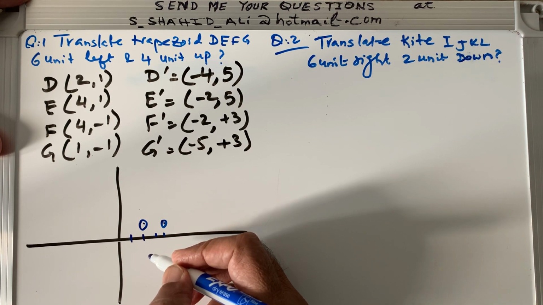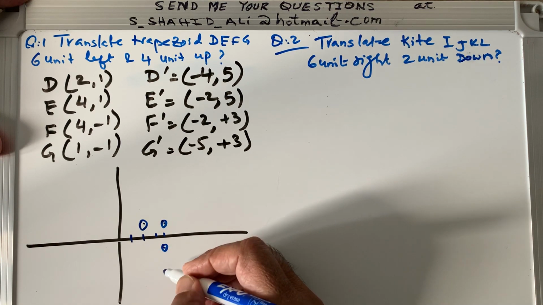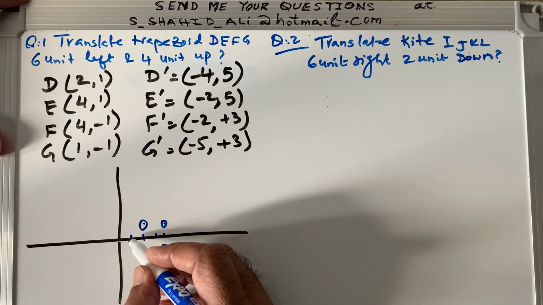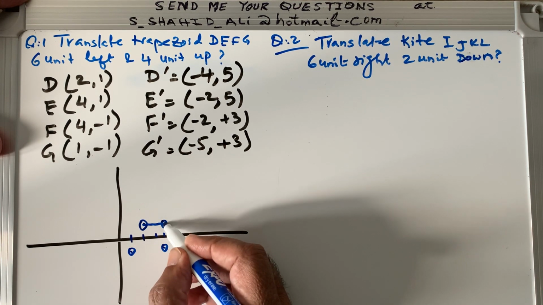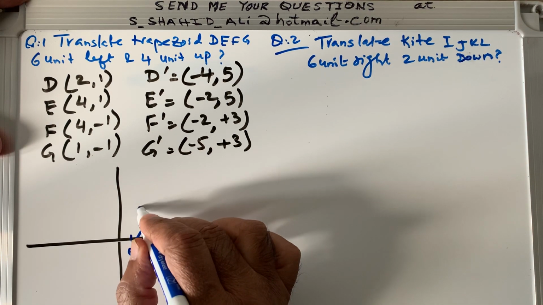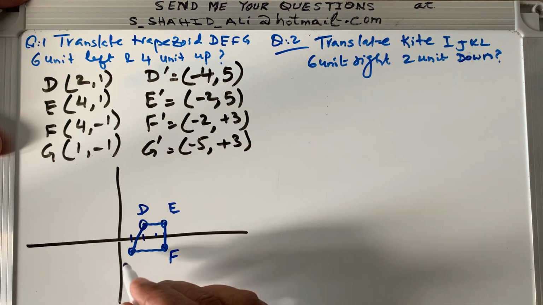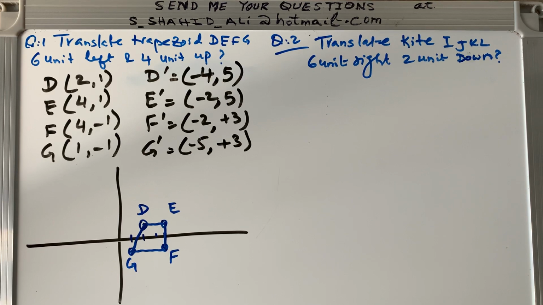4 minus 1. So 4 is the same, but minus 1 is something down. So minus 1. And then I have 1 minus 1. So 1 minus 1 is somewhere here. So my trapezoid looks like this. And since I have given the names, this is my D, this is my E, F, and G. So this is my original trapezoid, D, E, F, G.